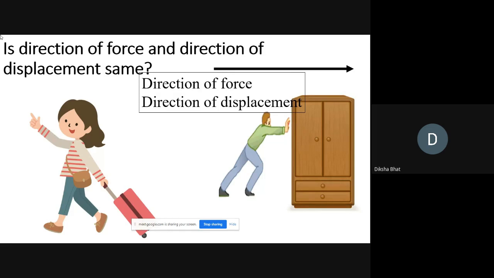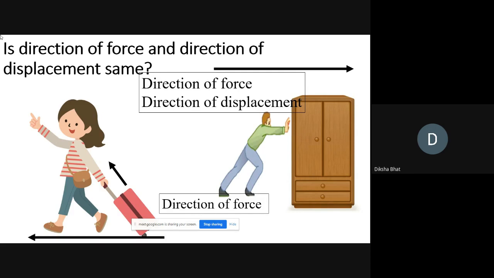As you can see in the picture, the force is being applied in this direction. But in which direction is the trolley moving? In the forward direction. Yes, the trolley is moving in the forward direction. So tell me, in this case, are the direction of force and direction of displacement the same? No. Yes. So by these two examples, we conclude that the direction of force and direction of displacement are not always the same.